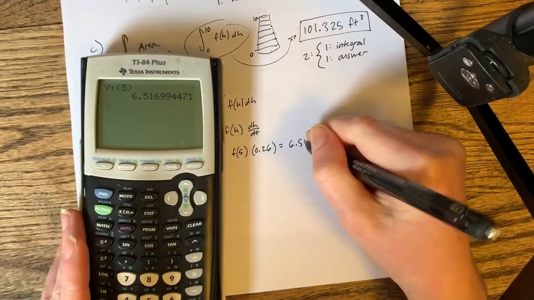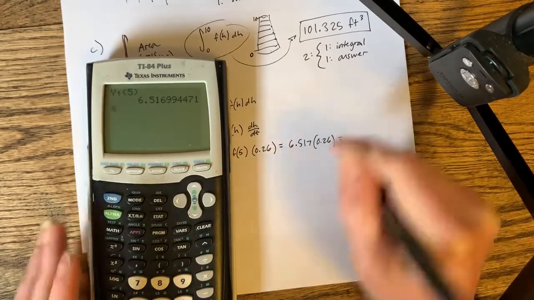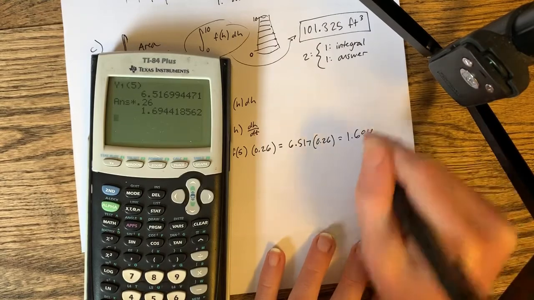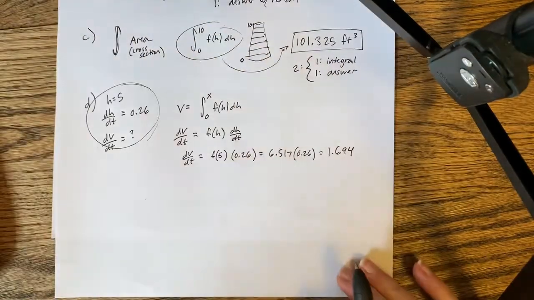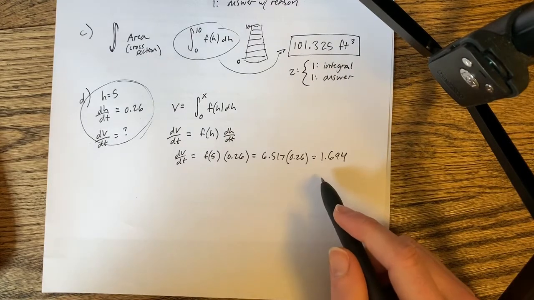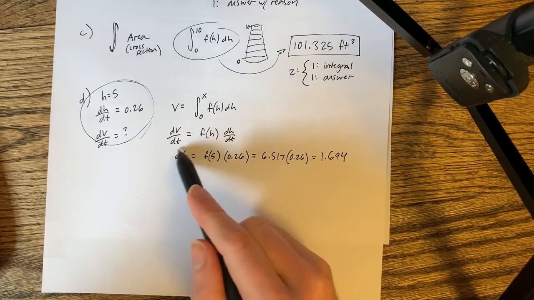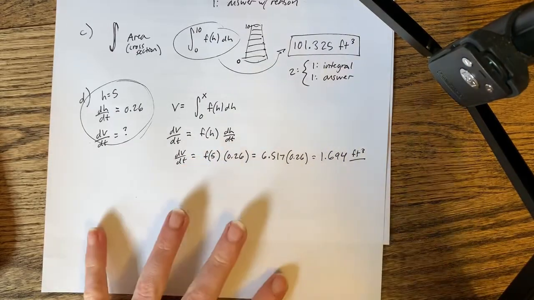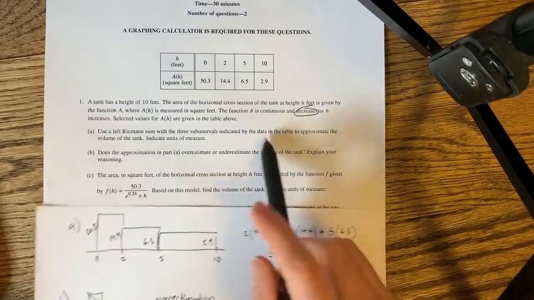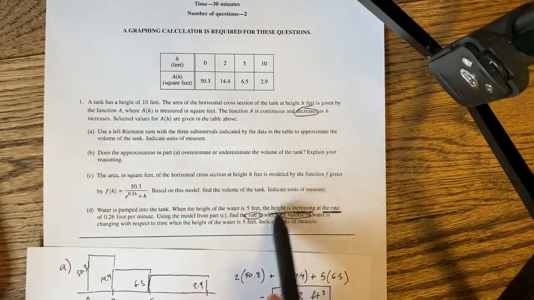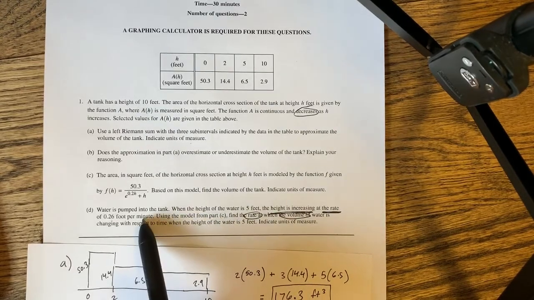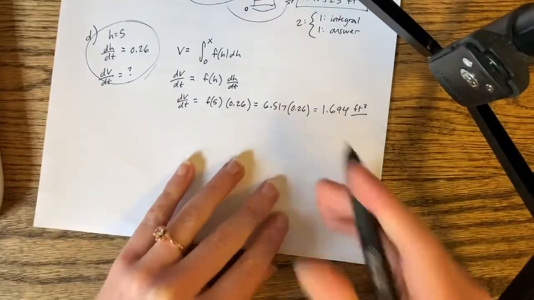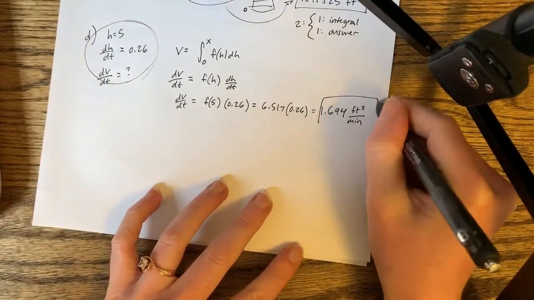So 6.517 times 0.26. Let's see what I get. I get 1.694. Now I need some units on this or I'm going to lose that point. So let me see, this was dV/dt. So my volume unit was feet cubed over my time unit. Let's look back in the problem. Here it is, minutes, feet per minute. So it's going to be feet cubed per minute for my answer to part D.